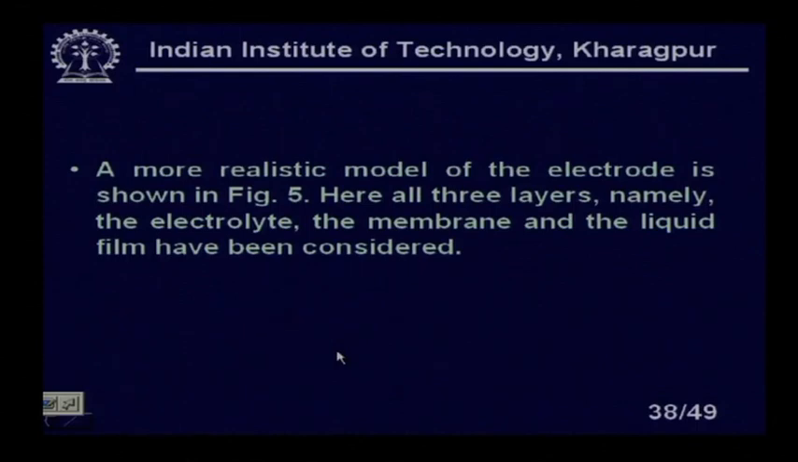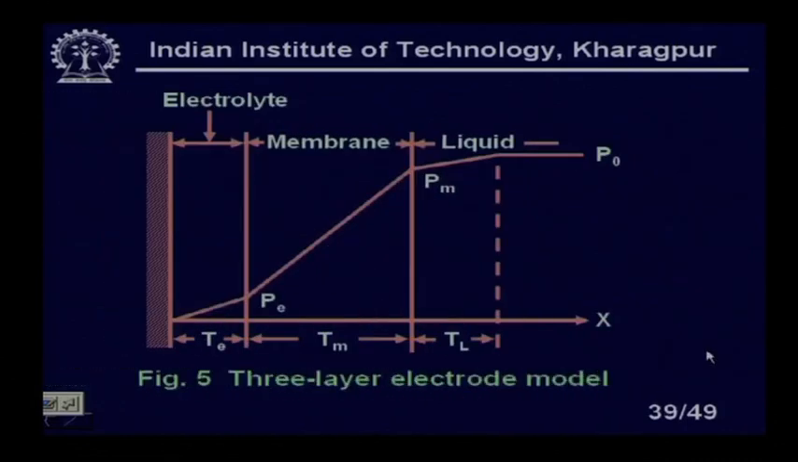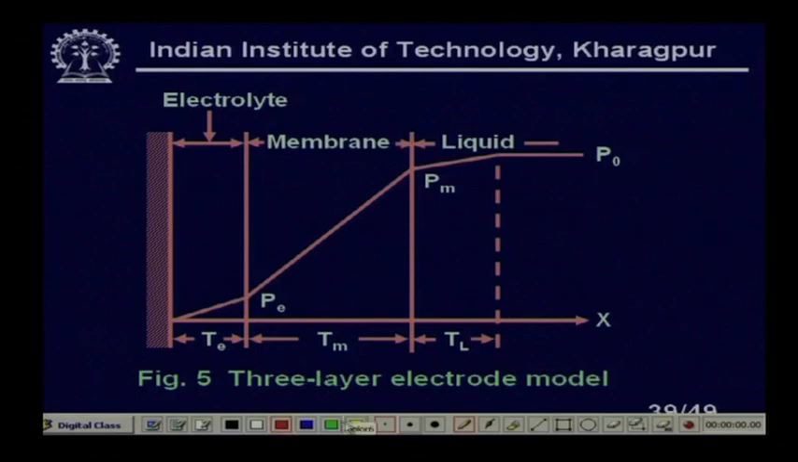A more realistic model of the electrode is shown in figure 5, which is basically called the three layer model. All the three layers, namely the electrolyte, the membrane and the liquid film, have been considered. You see, this is our electrolyte, in between this is our cathode. We have a membrane, after that we have a definite thickness of the electrolyte. Tm is the membrane thickness, and this is our liquid film thickness.